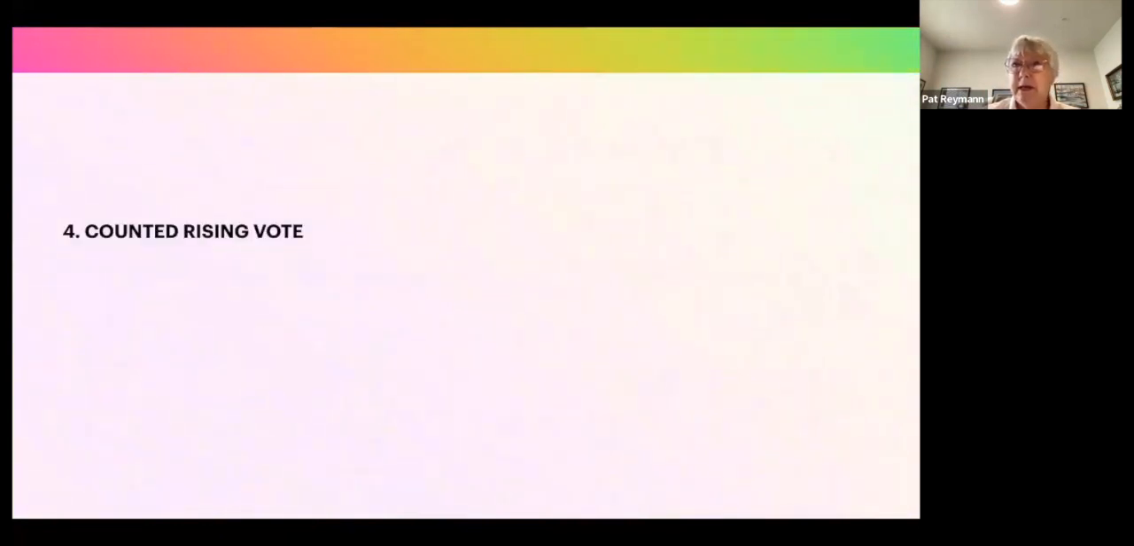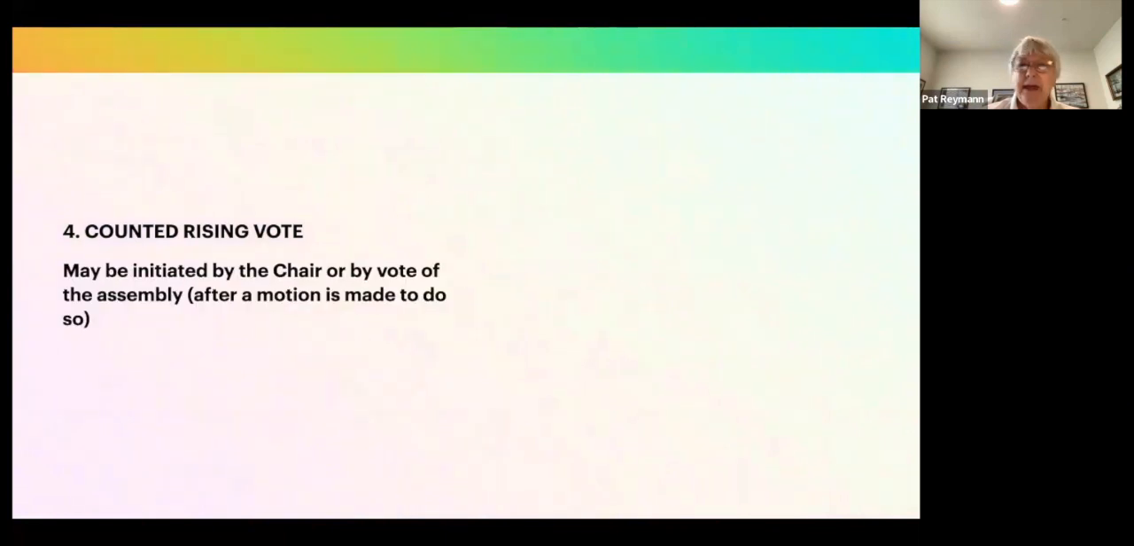Okay, here we come to the counting vote. You can have a counting rising vote, and this may be initiated by the chair. That is, the chair can just proclaim, we are going to take this as a counted rising vote because it was so close. Or the assembly can suggest it by means of making a motion.